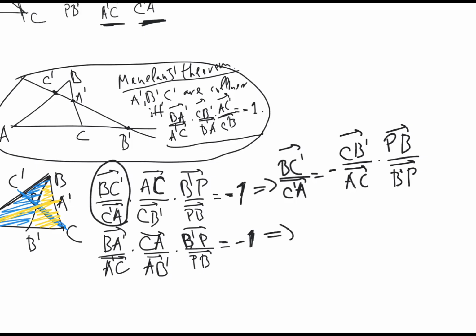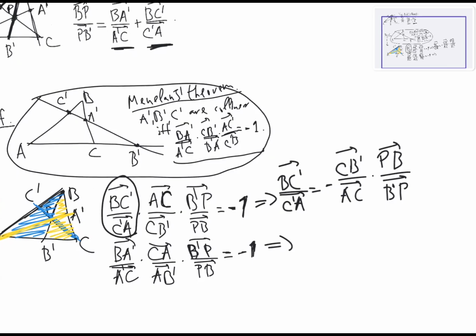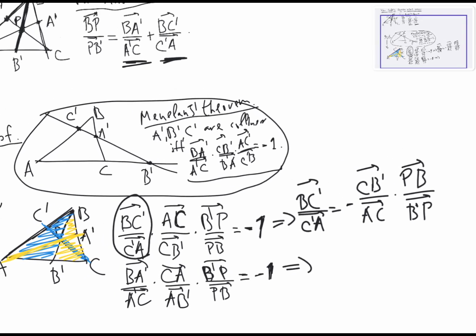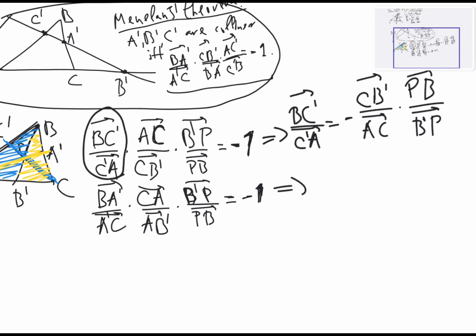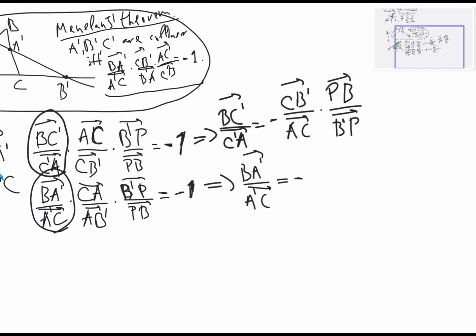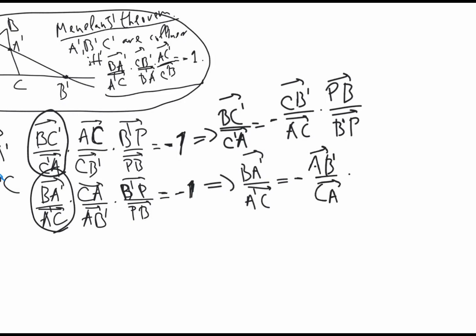And here we express the ratio BA prime over A prime C, so this one. So we express this ratio BA prime over A prime C is equal to minus, and then we invert both of these ratios, so it would be AB prime over CA multiplied by PB over B prime P, right?